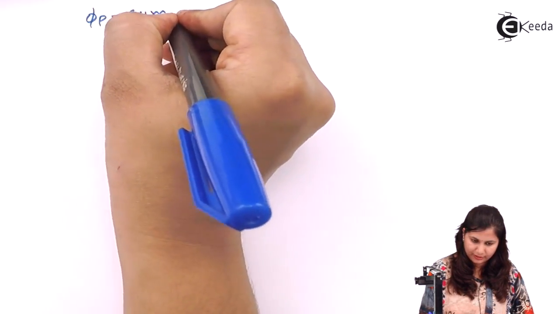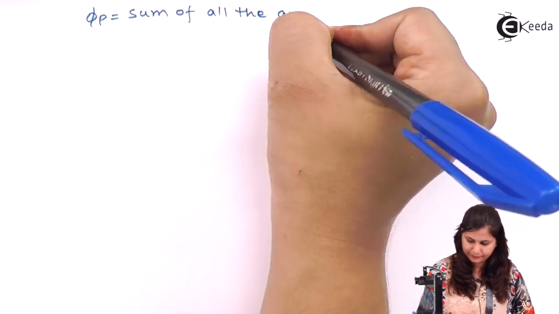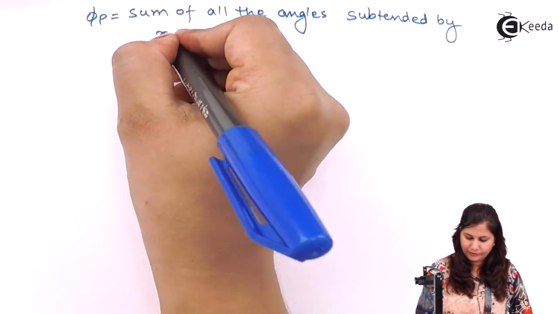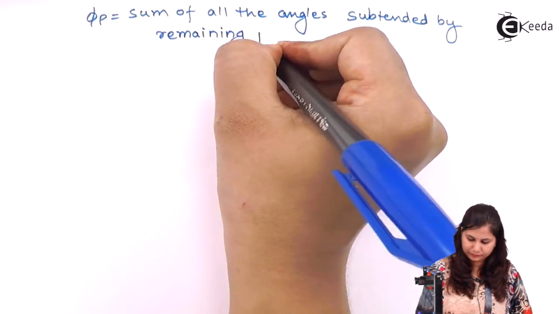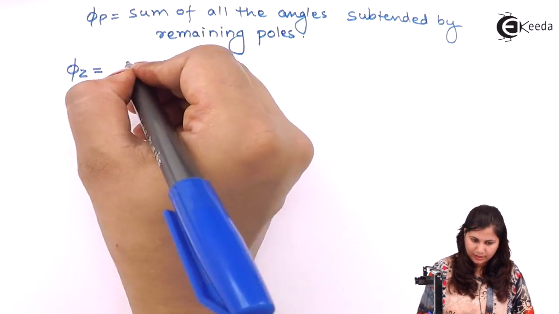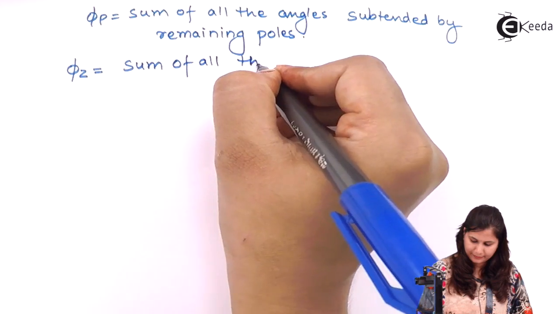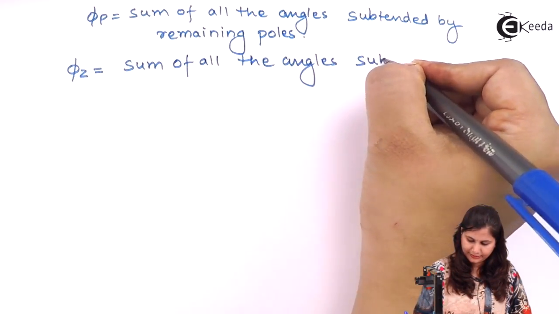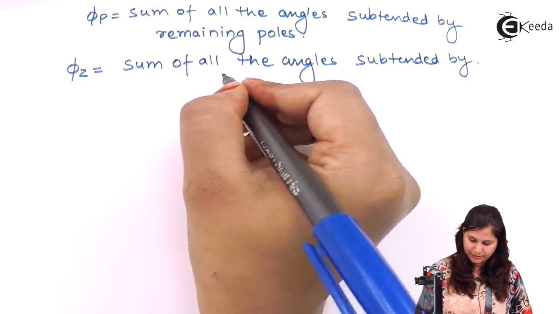This is the sum of the angles subtended by all the other poles on this complex pole. Okay, so phi p is the sum of all the angles subtended by the remaining poles. And phi z is the sum of all angles subtended by zeros.